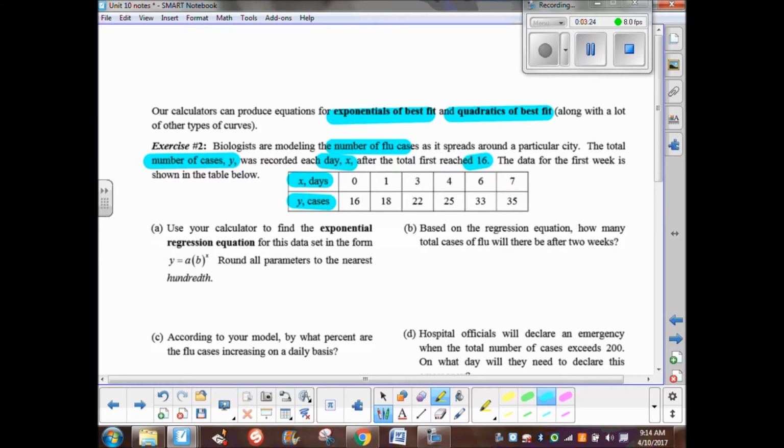So we're going to take that and enter it into our lists and spreadsheets, and then we're going to go through all the same steps that we would for linear, but instead of picking y equals mx plus b, we're going to find the exponential regression equation that looks like this. And then we're going to make sure that we round to the nearest hundredth. So go ahead, enter that data in, get your scatter plot, and then we're going to do menu, analyze, but we're going to pick exponential.